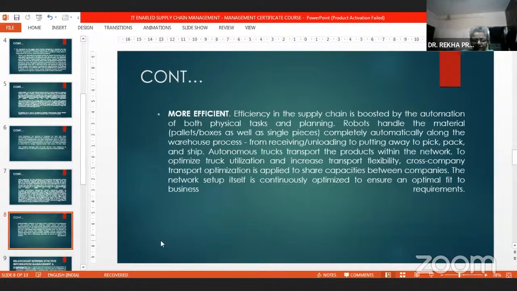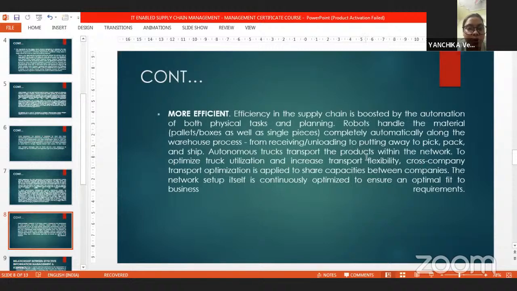Efficiency in the supply chain is boosted by the automation of both physical tasks and planning. Robots handle the material, pallets, boxes, as well as single pieces, completely automatically along the warehouse process from receiving and unloading to putting away, picking, packing, and shipping. Autonomous trucks transport the product within the network to optimize truck utilization and increase transport flexibility.